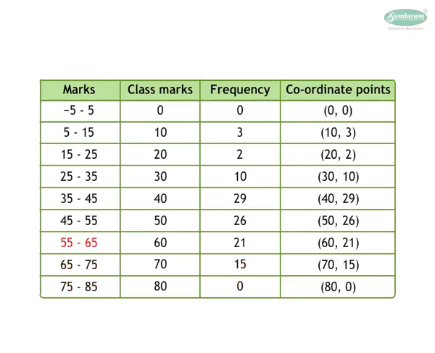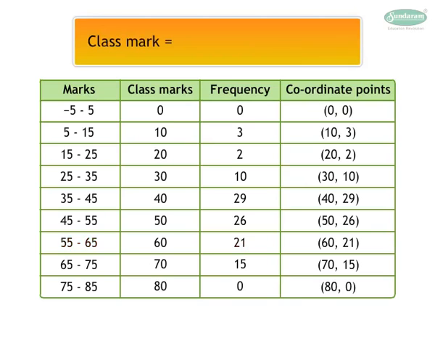Similarly, for class 55 to 65, it will be difference between its own cumulative frequency and the cumulative frequency of the preceding class 45 to 55. Hence the frequency is 91 minus 70, which is 21. Complete calculating the frequencies of all classes. Now calculate the class mark for each class interval. It is the upper class limit plus lower class limit upon 2.